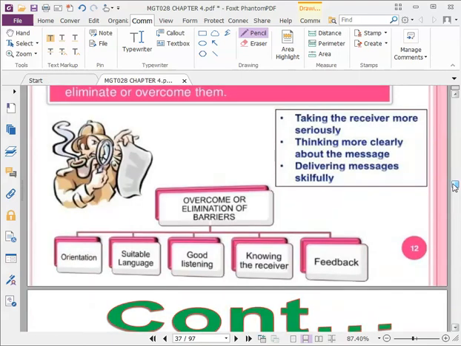Okay, so apa contoh-contoh yang kita boleh buat? Overcome or elimination of barriers, orientation. First one, suitable language. Okay, kena guna bahasa yang betul lah. Orientation, suitable language. Good listening, knowing the receiver. Kita kena tahu siapa orang yang kita nak bagi informasi. And then, minta feedback. Okay, ini antara 5 perkara that you need to do the process to overcome or eliminate of the barriers. Okay.